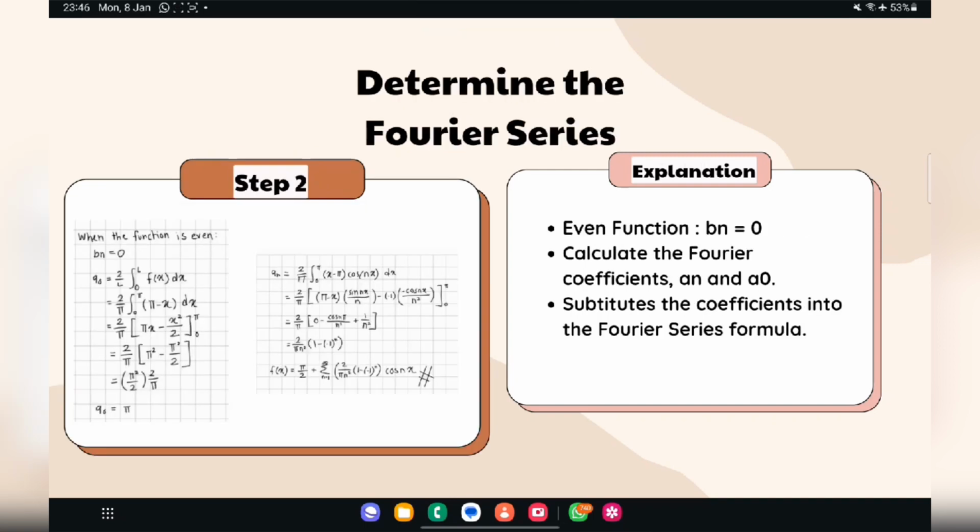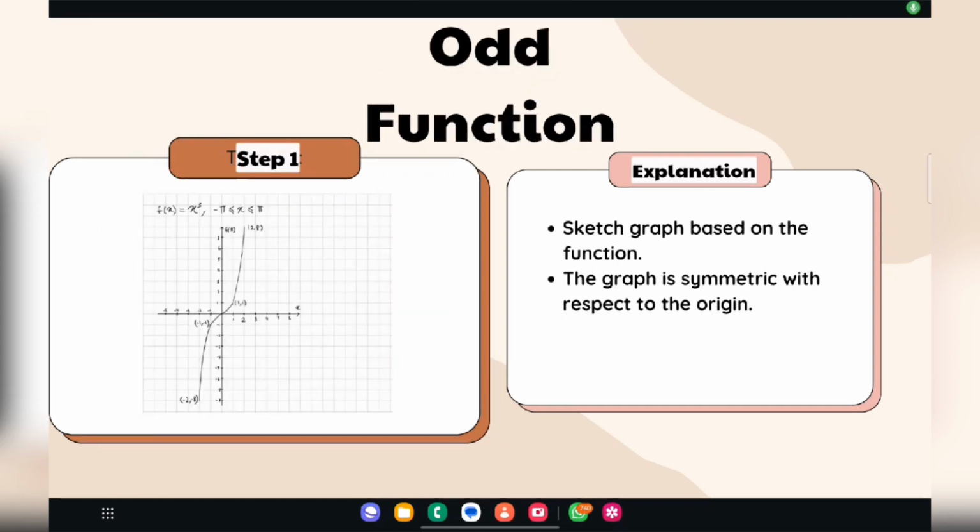Next, step 2, I determine the Fourier series of the function. When the function is even, bn is equal to 0. Then I only have to find a0 and an. After I find a0 and an, I just substitute the coefficients into the Fourier series formula. Next is the odd function.